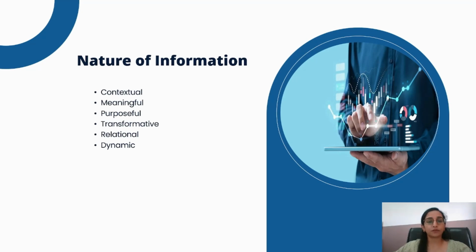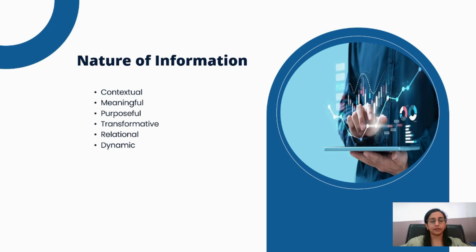Information is often about relationship between data points. For example, trends, correlations, and patterns are all informational constructs that help in understanding relationships within the data. Next is dynamic. So the relevance and form of information can change over time as new data becomes available or as the context shifts. The information may need to be updated or reevaluated to maintain its usefulness.